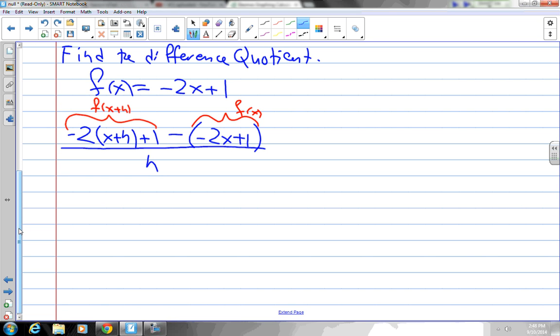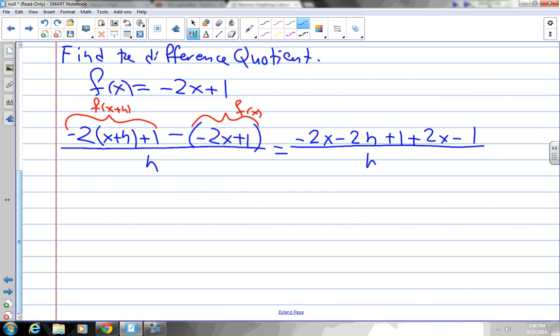This is the hardest part, by the way, is to set it up. If you can set this up properly, it's 50% of success. The rest is just opening up parentheses, combining like terms, and not violating rules of algebra. But check this out. Let's do that. So distribute negative 2. So it's negative 2x minus 2h plus 1, and then plus 2x minus 1 all over h. And again, we're after that original h. We want that h in the denominator to go away.